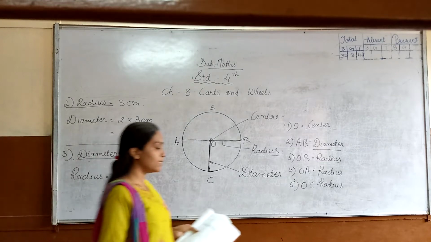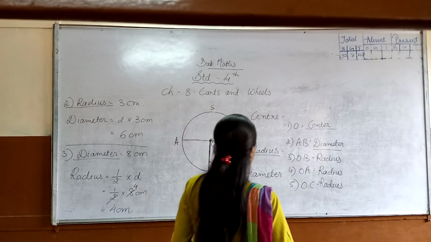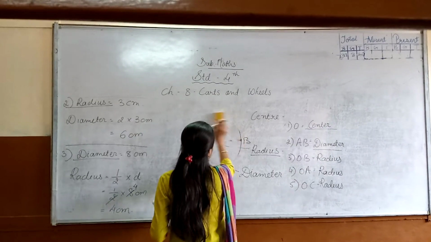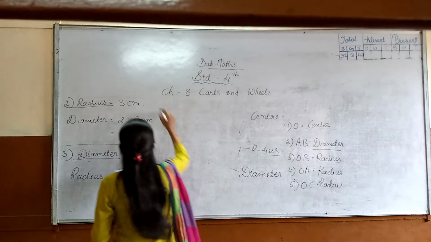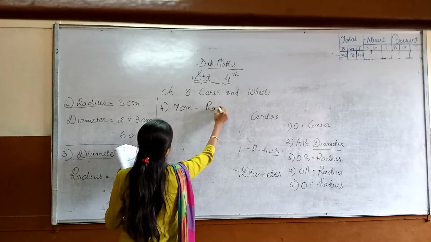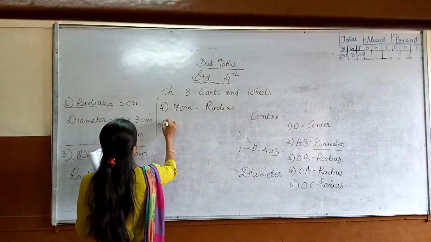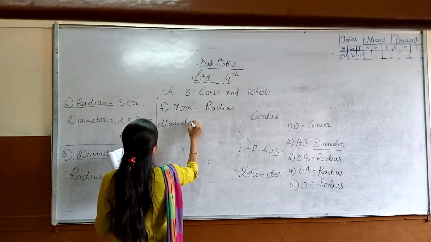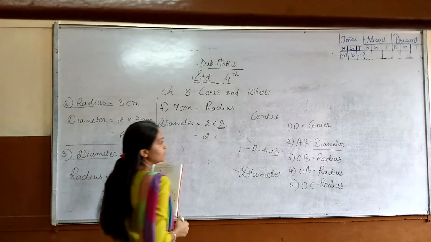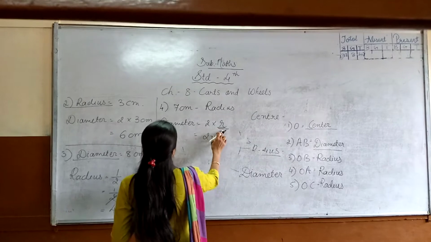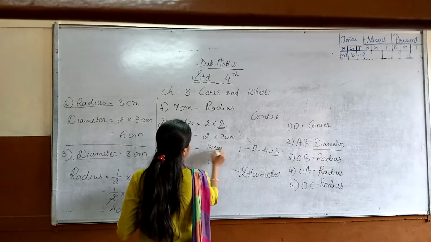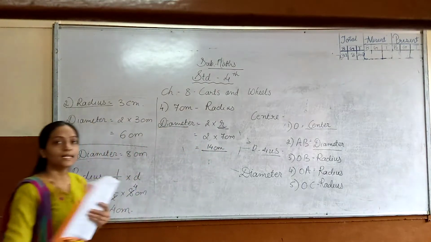Fourth one, radius is given and diameter we have to find out. Fourth one, 7 centimeter. This is radius, and we have to find out the diameter. So 2 multiplied by radius, 2 multiplied by r, and r means radius. So radius is 7 centimeter. So 7 twos are 14 centimeter. This is the diameter of a circle.